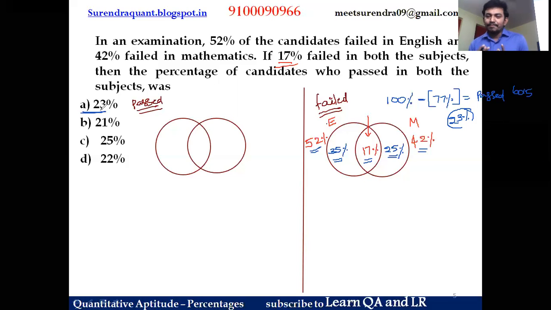So this is very simple. What if I convert the data in terms of failed candidates? That is also simple. It needs a little interpretation. Let us try to finish that too, guys.